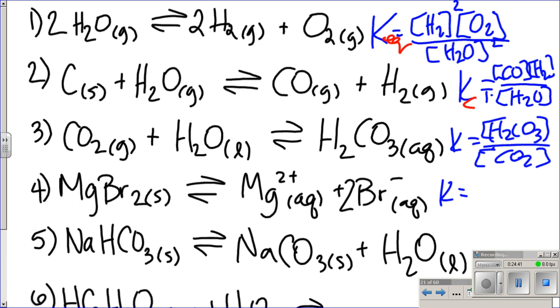Keep going. Next one. K is equal to concentration of magnesium ion, bromide ion, squared. Sorry, it's really hard to see, but there's a squared up there. Over 1. Okay, I'm actually not going to write the over 1, because you're going to start to see that you can just exclude the ones, except in a numerator, because it looks kind of dumb if you don't have a numerator on something. But that's just over 1.